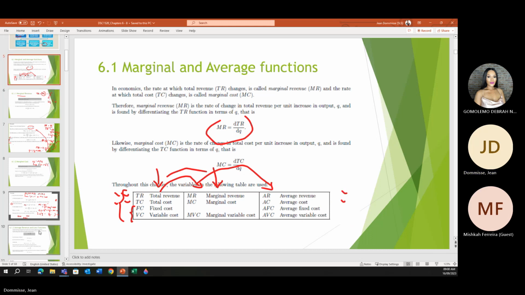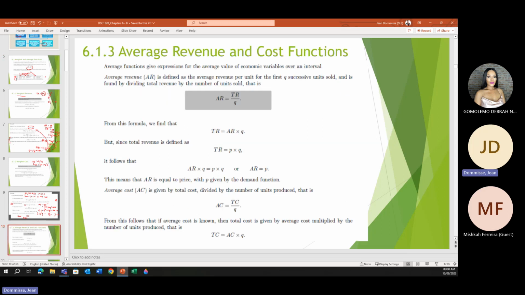Okay, so we've looked at the marginal revenue, marginal cost. So next step is to look at the averages. And so if we look at the averages, the only thing that will be added to this is that your average revenue, you would just take your total revenue and divide it by Q. Okay, so that is what will happen with your average.